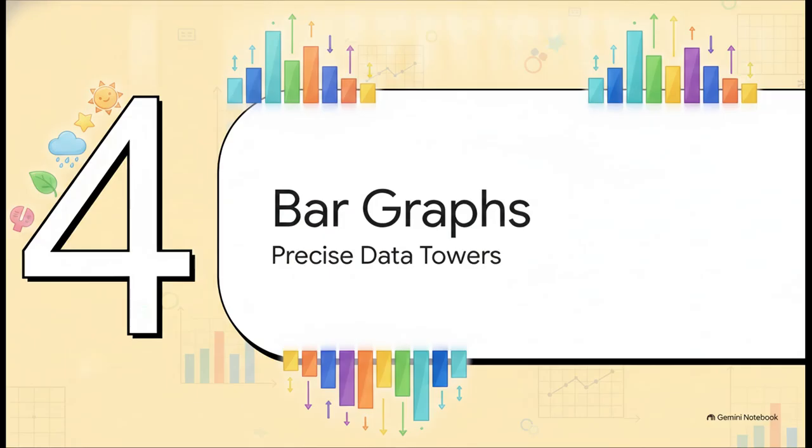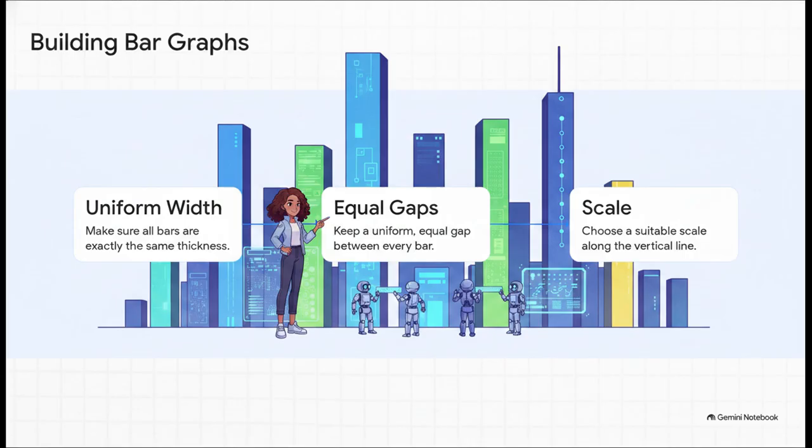Moving to Section 4, bar graphs. Precise data towers. Building a bar graph is actually a bit like building a city of perfectly neat little towers. But you have to follow some pretty strict rules to get a permit. First, every single bar must have a uniform width. They all need to be exactly as thick as each other. No exceptions. Second, you must keep a uniform, perfectly equal gap between each of those bars.